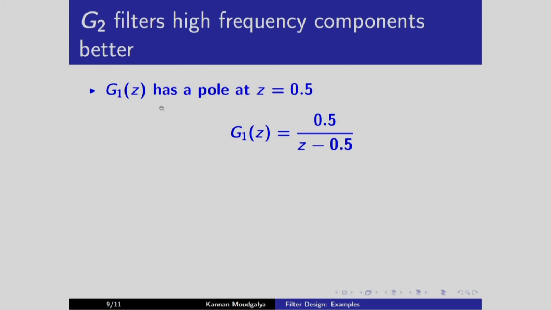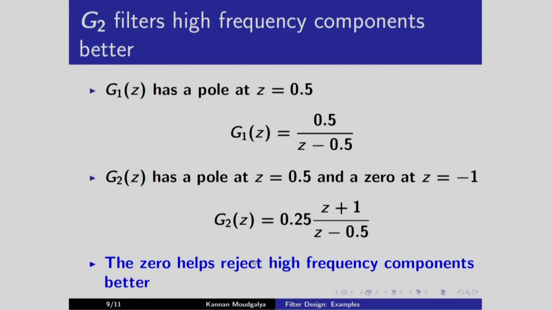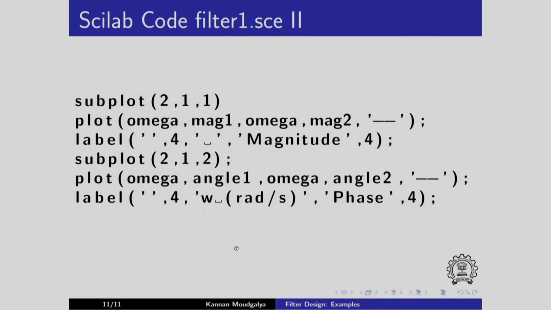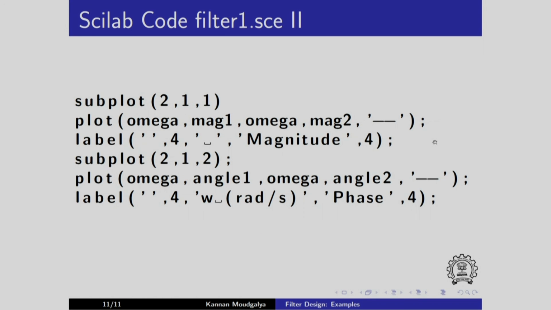So let us summarize. G1 has a pole at z equals 0.5, G2 has a pole at z equals 0.5, and in addition a 0 at z equals -1. This additional 0 helps reject high frequency components better, as we saw in the Bode plot given in the previous slide. Here is the Scilab code for this, where we define G1, G2, calculate magnitude and angle for G2, similarly calculate magnitude and angle for filter 1, and plot them both in the same plot.